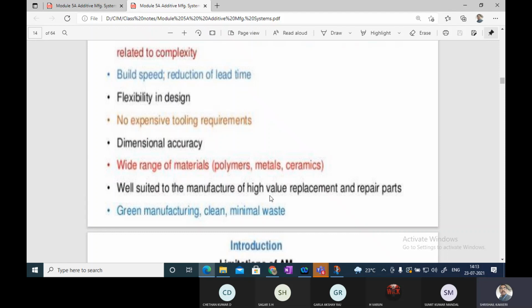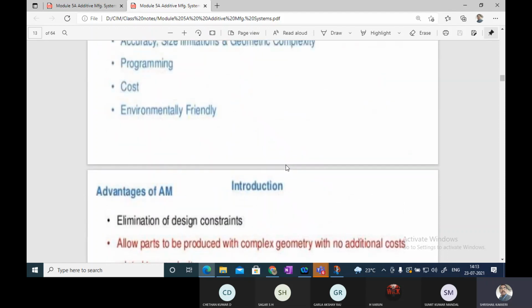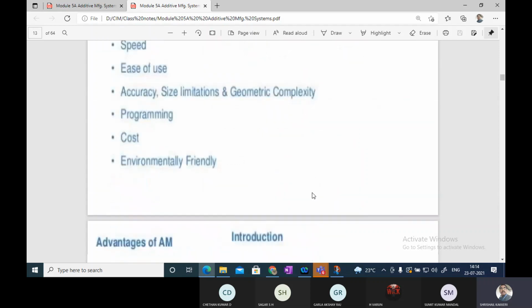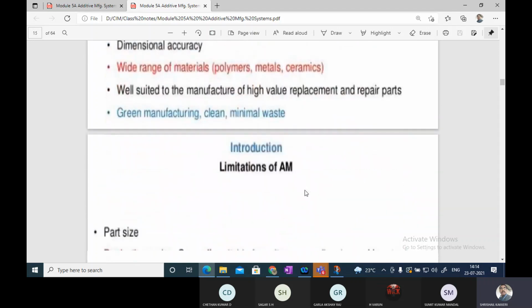Okay, it is a green manufacturing, clean and minimal waste. As I showed you, the wastage of material will be very, very less. Only at the base part and some excess material will be there. That will be called a waste, but it is actually not a waste.